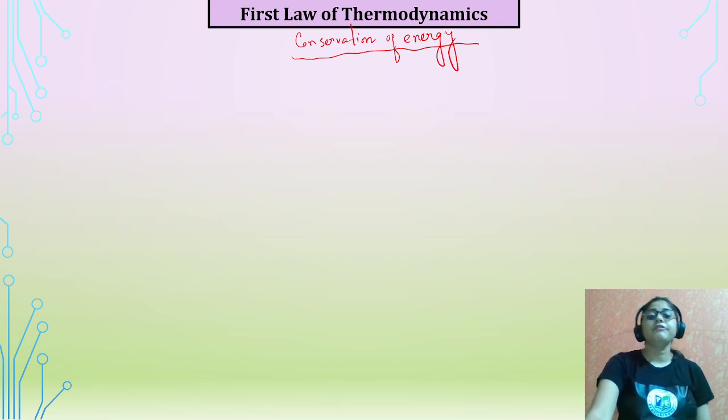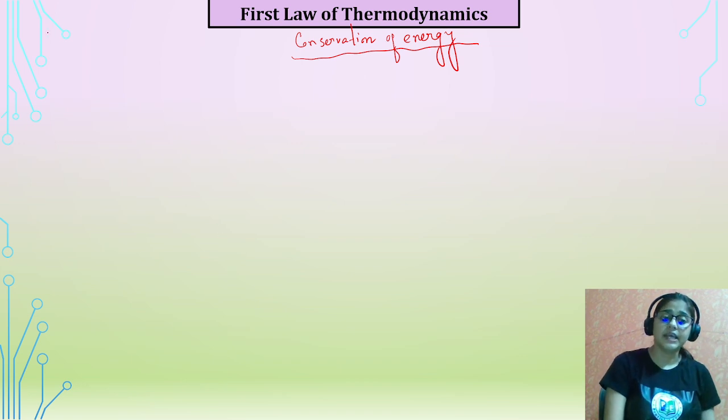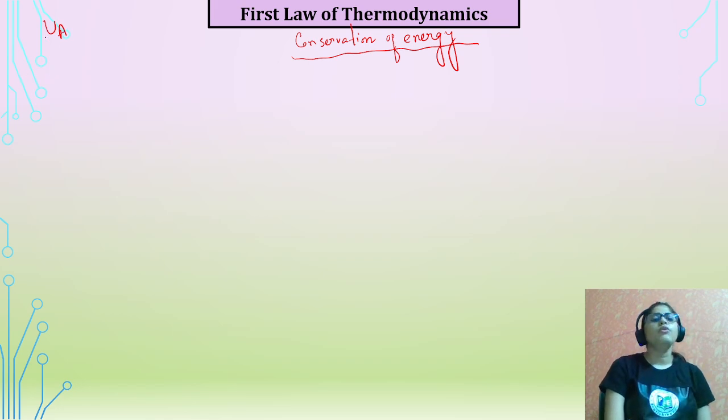Like, let's say in a system the internal energy was UA. And now we are giving some heat to the system. So delta Q amount of heat is given to the system.